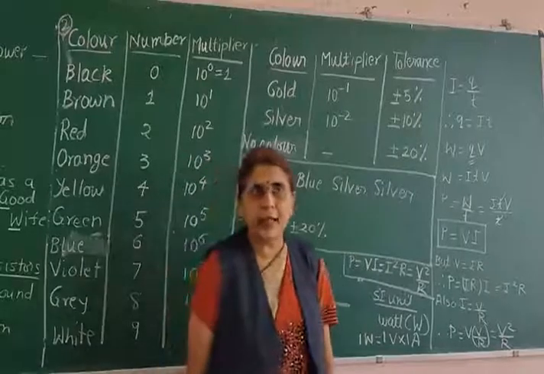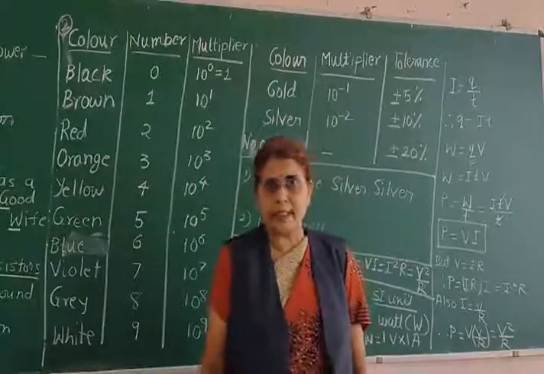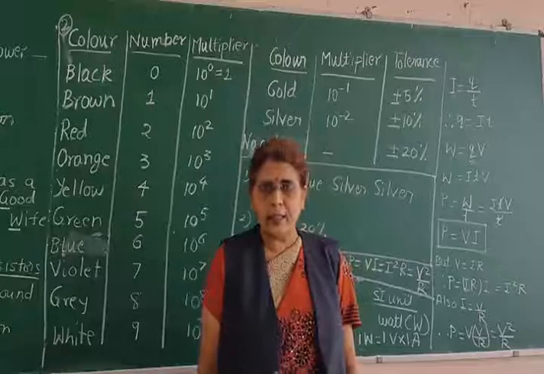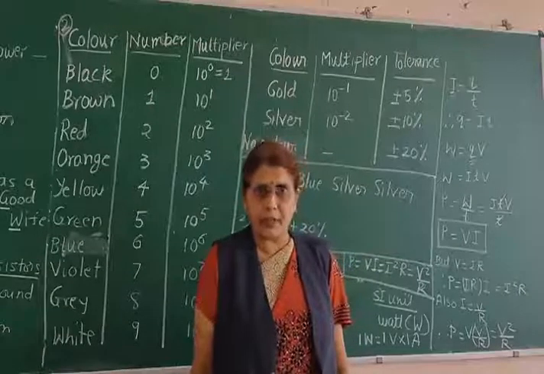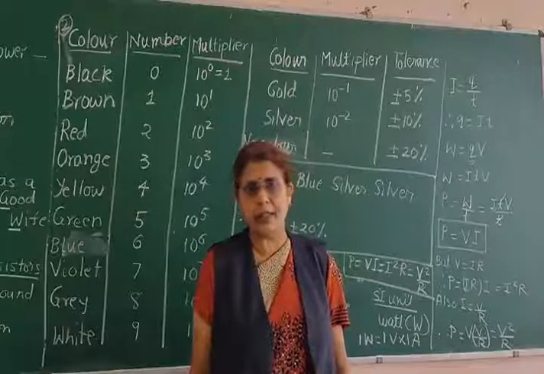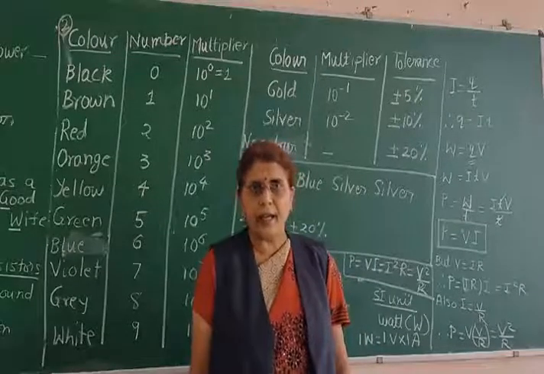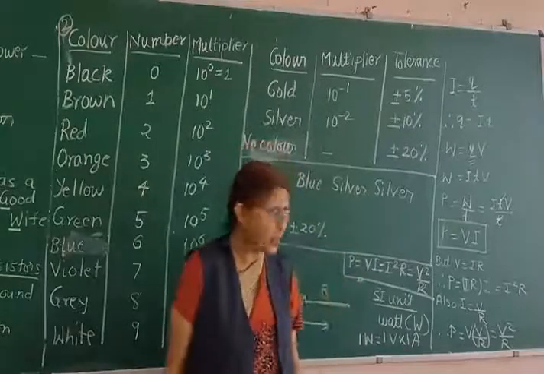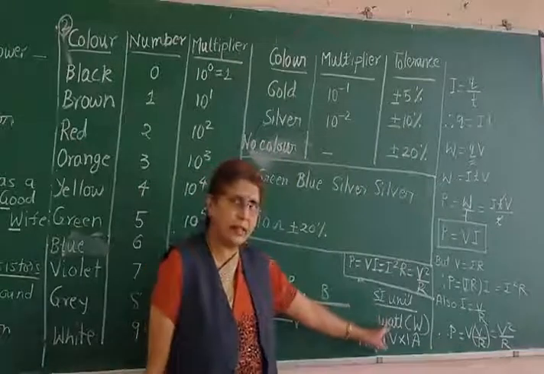Very simple definition of power. Whenever a charge moves in a circuit, work is done. So rate of doing work is called as power. Work done per second to move a charge in the circuit is called as power. And the SI unit, which you have used last year, as you know, is watt.